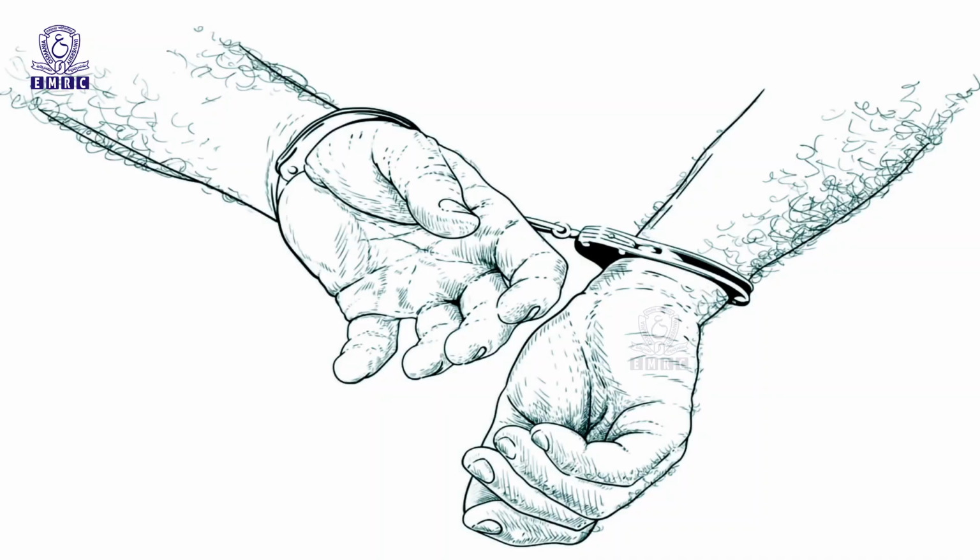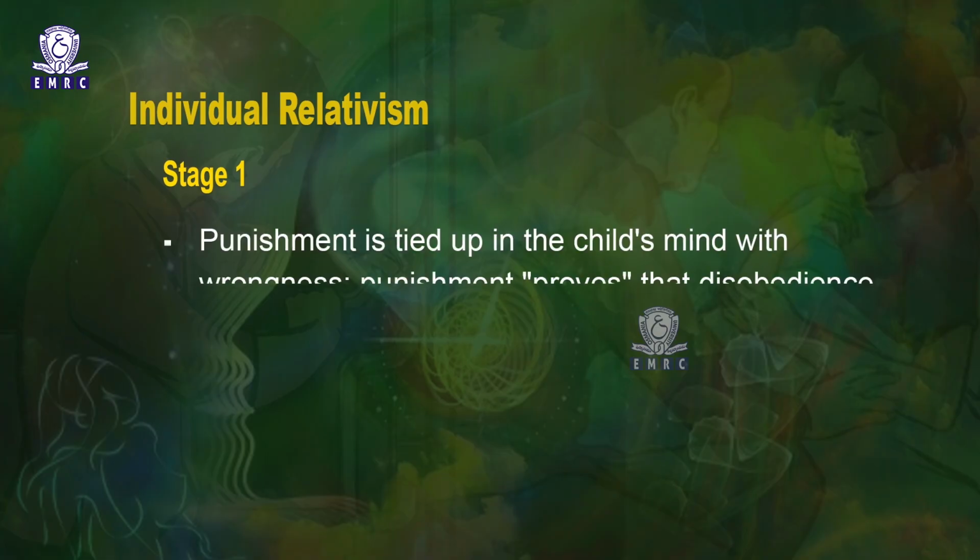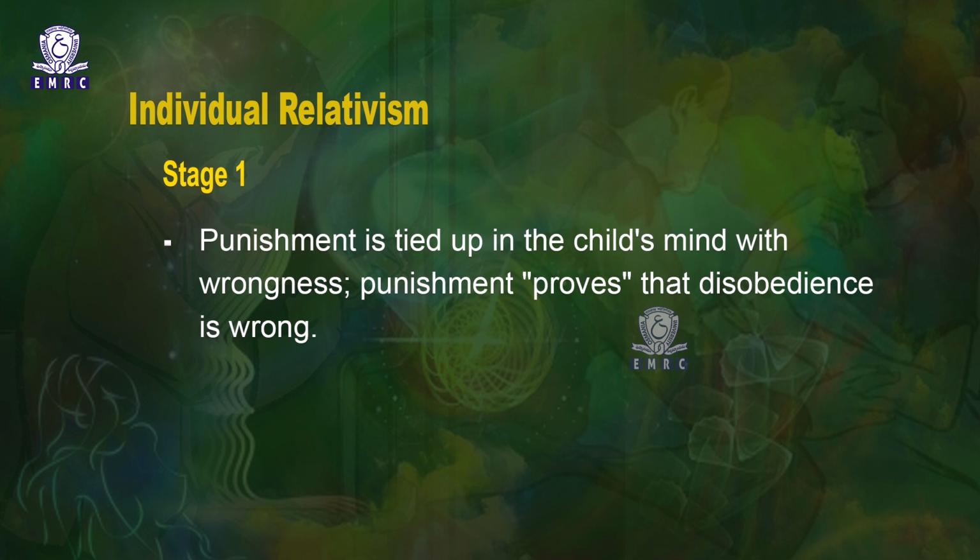If we look at children at both stages 1 and 2, they talk about punishment. However, they perceive it differently. At stage 1, punishment is tied up in the child's mind with wrongness. Punishment proves that disobedience is wrong.